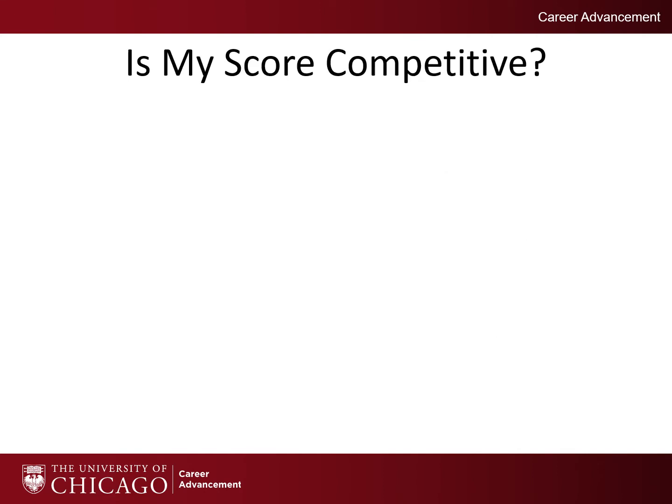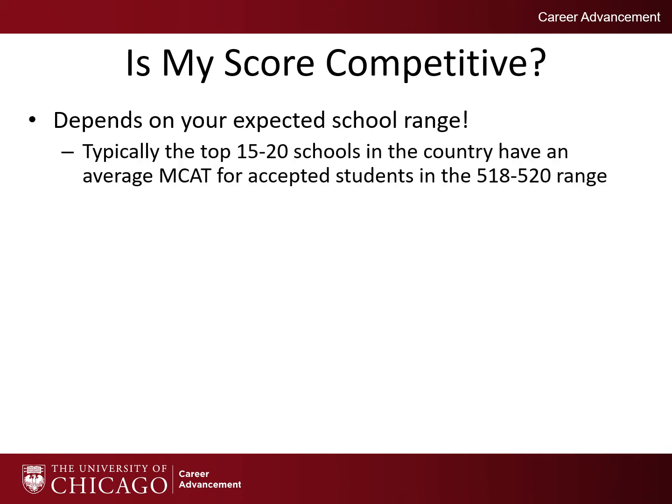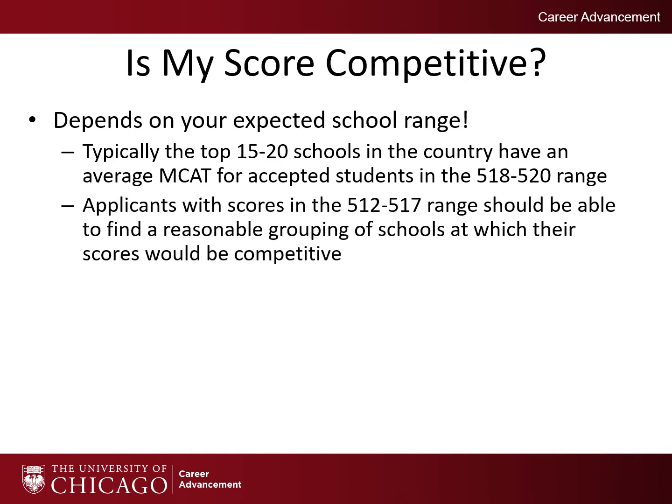So speaking about that, how does one determine if your score is actually competitive? To some extent, this is going to depend on your expected school range and where you were aiming to apply. Typically the top 15 to 20 schools in the country have an average MCAT for their accepted students in about the 518 to 520 range. Applicants with scores of 512 to 517 typically can find a reasonable cluster of schools that they can apply to where their scores would certainly be predictive of acceptance and would be a competitive score to have.